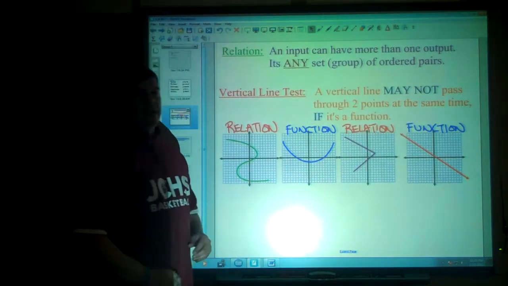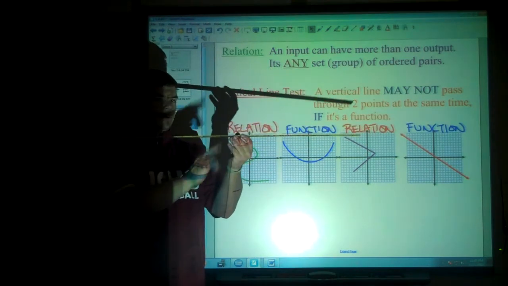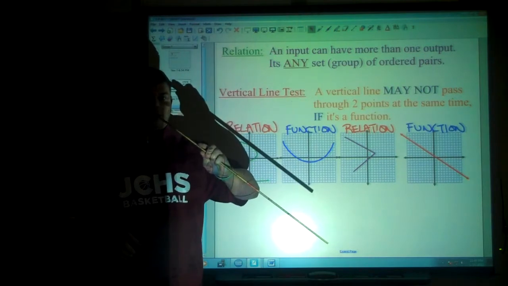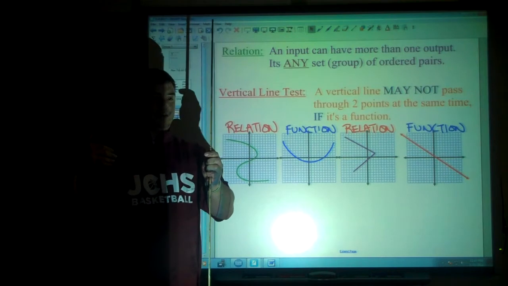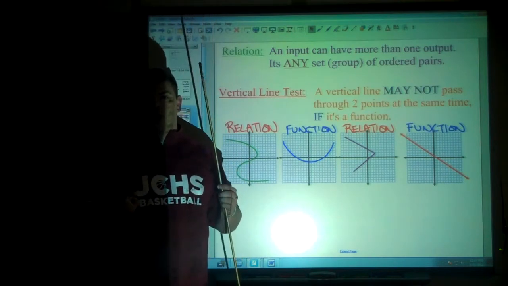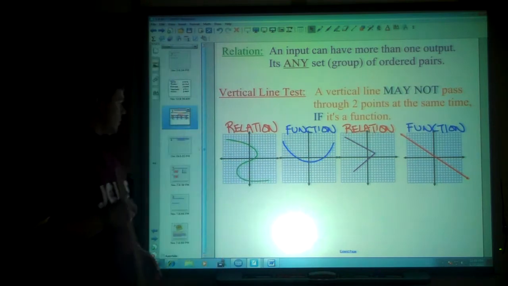So the graphs that we've been making lately have been either horizontal, which is going to pass the vertical line test, diagonal of some sort, which passes the vertical line test, or a vertical line, which is not going to pass the vertical line test because the vertical line would buzz on all of them. So undefined slopes, which are x equals, are not functions. They would be considered relations.